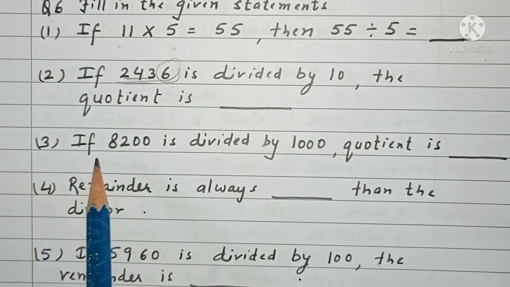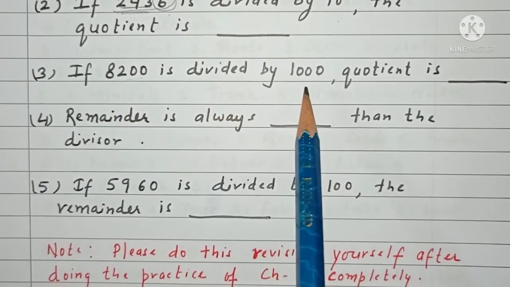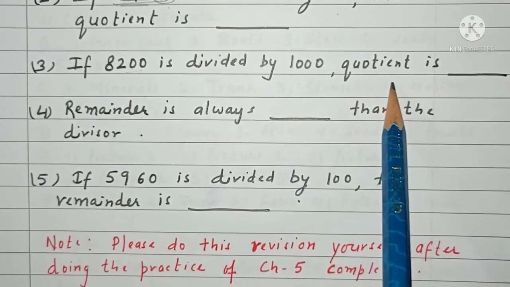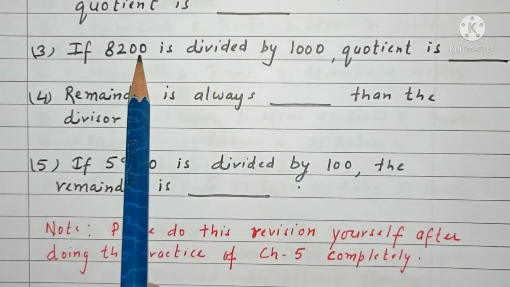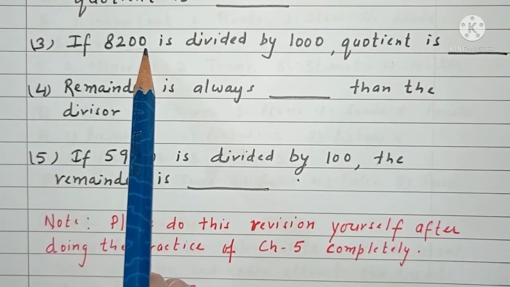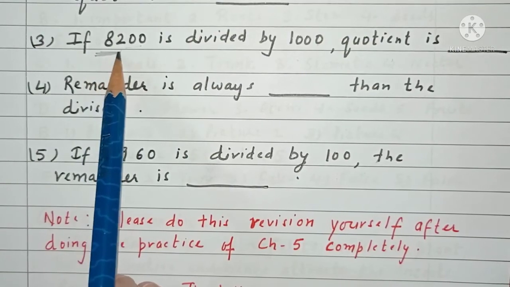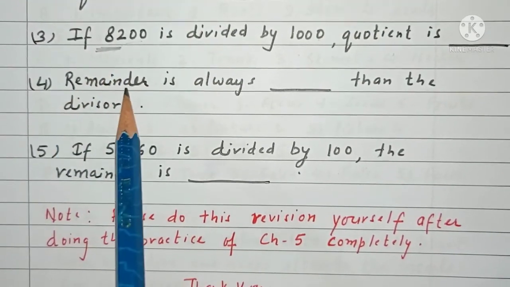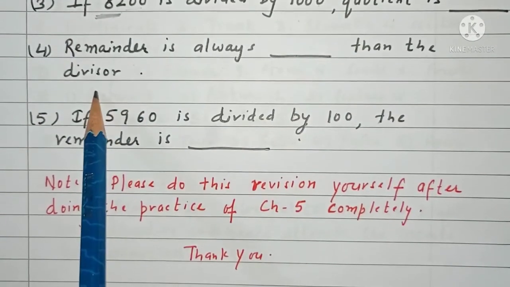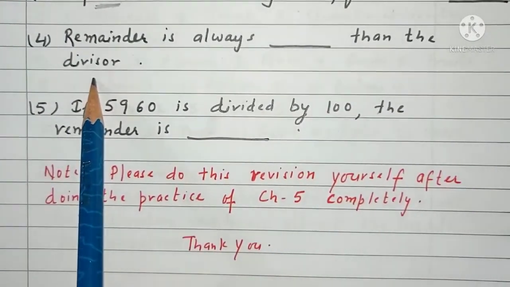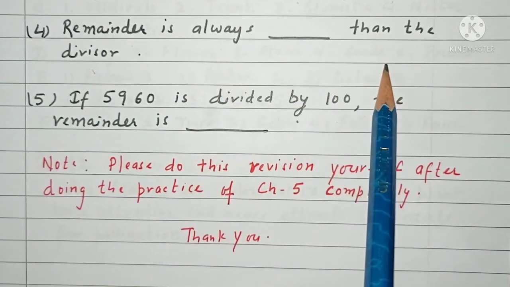Number 3, if 8200 is divided by 1000, the quotient is, when any number is divided by 1000, the remainder is the number at the ones, tens and hundreds place. So what will be the quotient here? Write down. And in the fourth part, the remainder is always dash than the divisor. Now we have solved many division questions. The remainder is always more or less than the divisor.